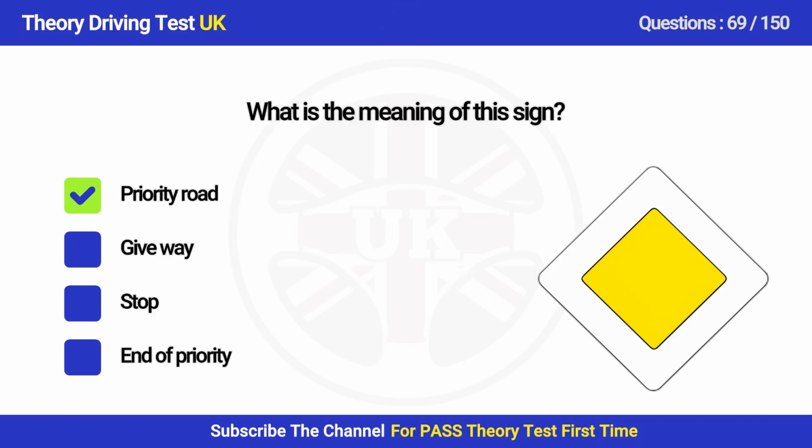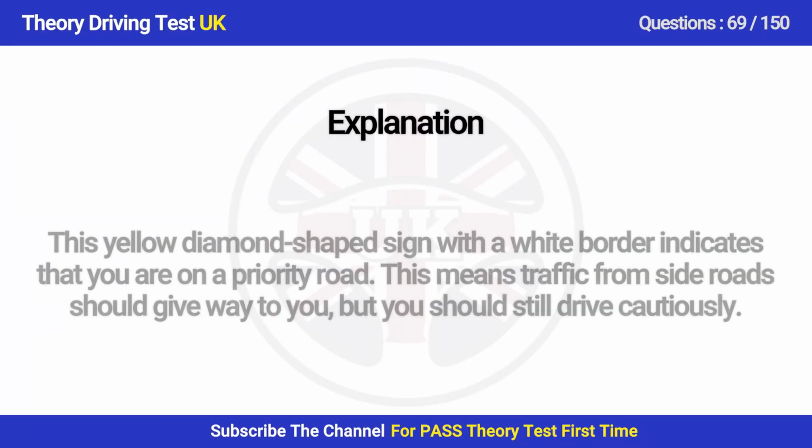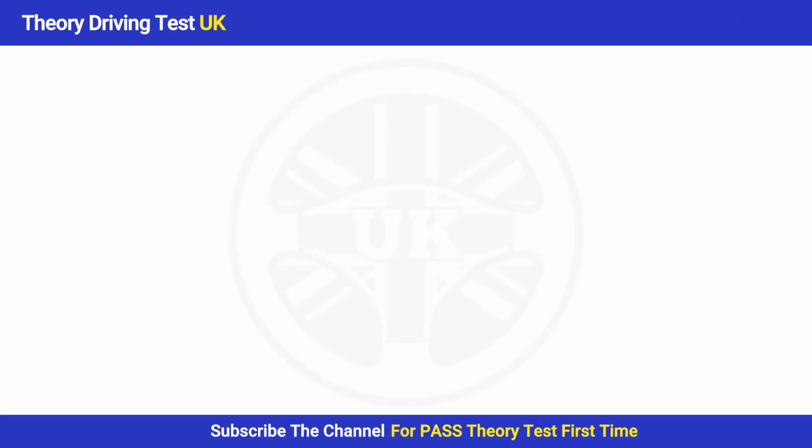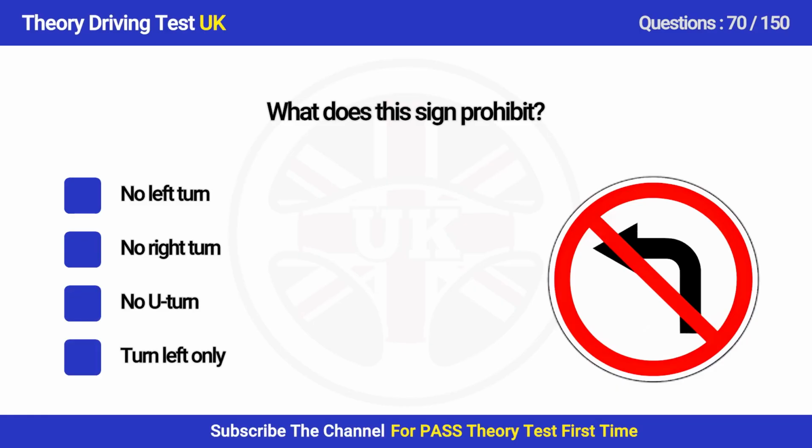Answer is A. Priority road. This yellow sign with a white border indicates that you are on a priority road. This means traffic from side roads should give way to you, but you should still drive cautiously. Question 70. What does this sign prohibit?